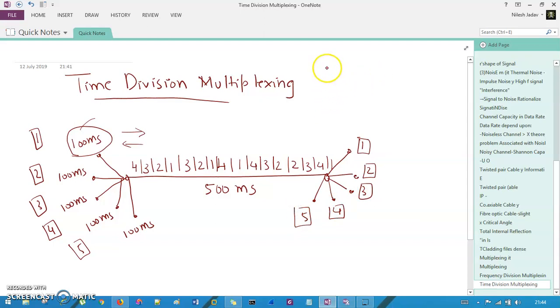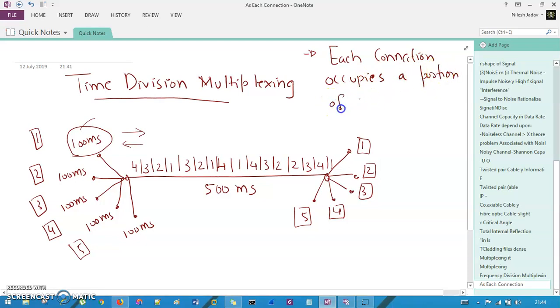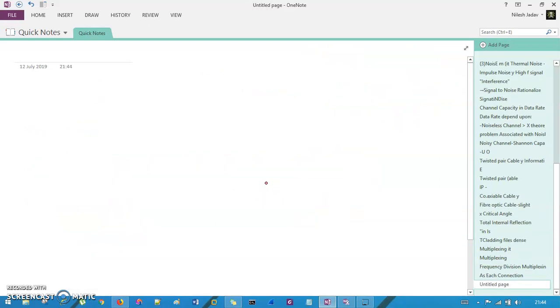So here the concept is, I'll write it down here, each connection occupies a portion of time in the link. And in that time slot, he can send or receive. Okay. So next, let's understand wavelength division multiplexing.